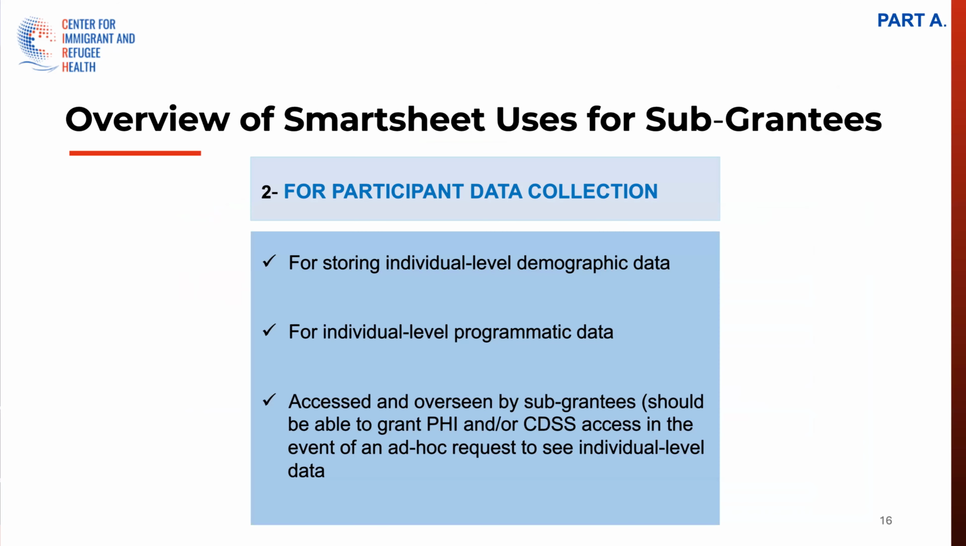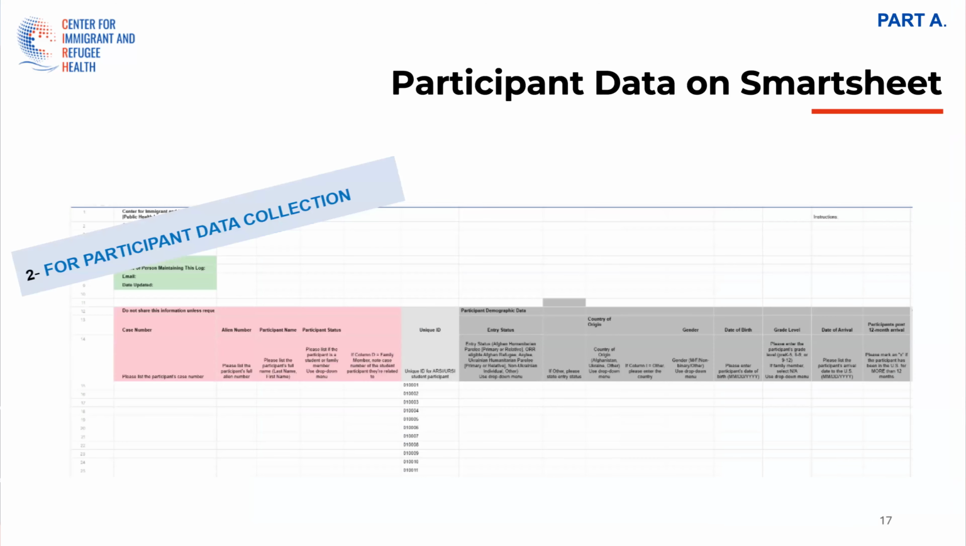The second use of Smartsheet for you, the sub-grantees, is for participant data collection. This is also used for storing individual-level demographic and programmatic data. It's to be accessed and overseen by you. No one else should have access to that, but you should be able to grant us and our CDSS access to this sheet in the event of a request to see the data or in the event of an audit. We'll go through this very slowly, but I wanted to give you the big picture.